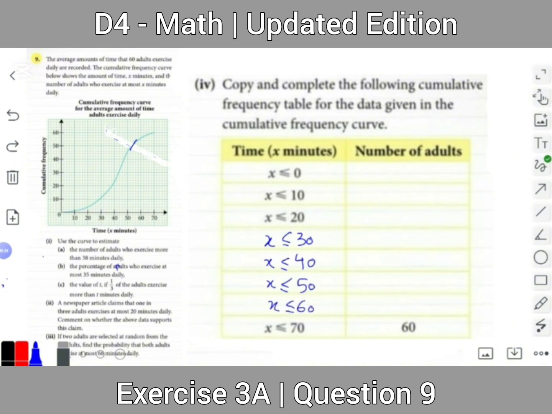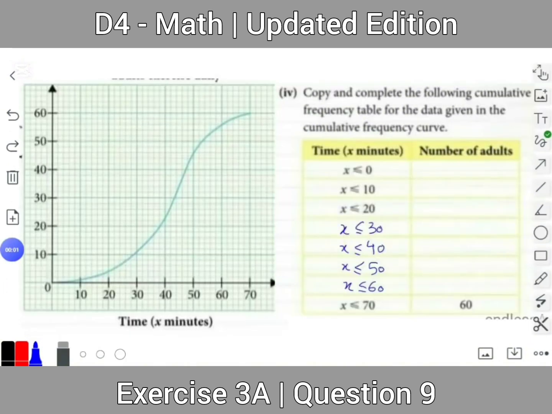Now from the cumulative frequency curve, we can easily find the cumulative frequencies that are not given in the table, or those that are missing in the table. So for 0, the number of adults from the cumulative frequency curve is 0.